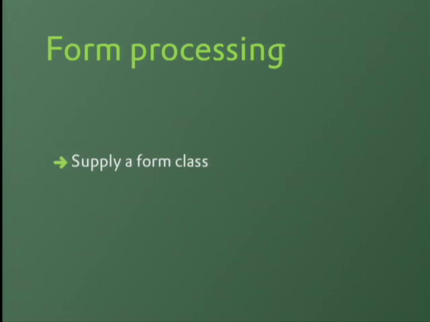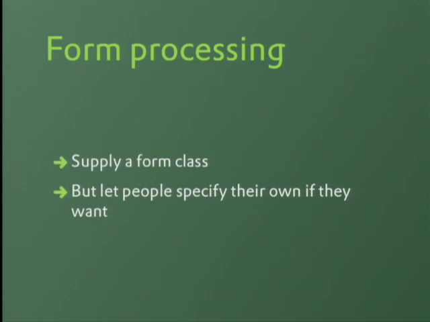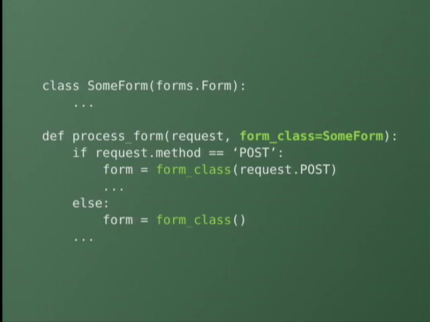Form processing. So you want to have a view that processes a form. So you're going to need to have a form class that you can work with. So go ahead and supply one, but let people specify their own. And kind of the canonical way that's come up to do this is, okay, I'm going to define my default form class. I'm going to define my view, but I'm going to take an argument in my view that lets you say which form to use. I'll default it to mine, and then just refer to that. And now anybody who wants to can use your view and plug in any form class they want. As long as it's following Django's form processing API, it'll work.